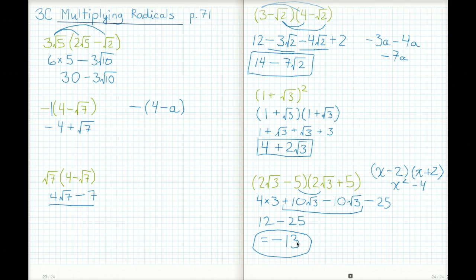So maybe that shows you how important it is to always simplify radicals, because something as complicated looking as this can end up in the end just being minus 13.